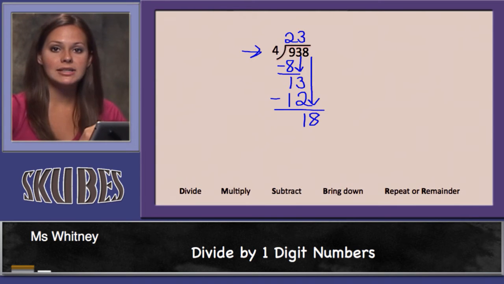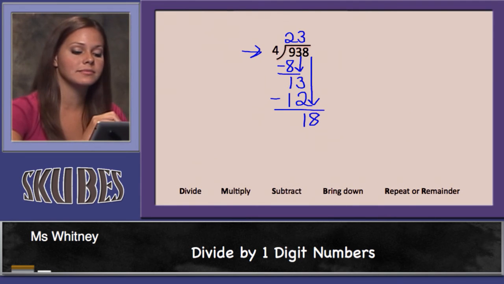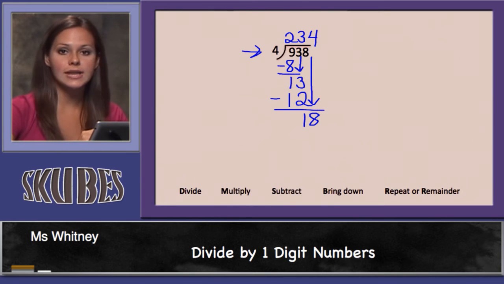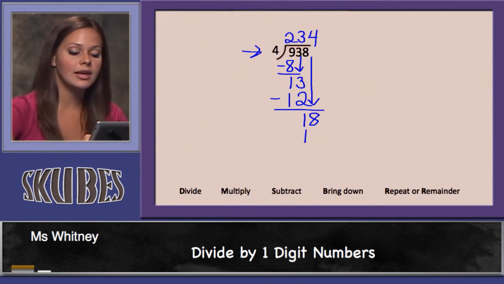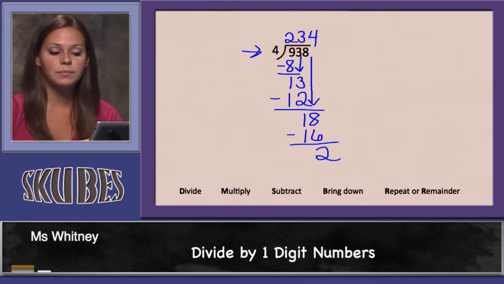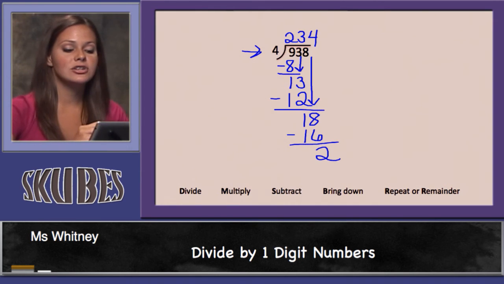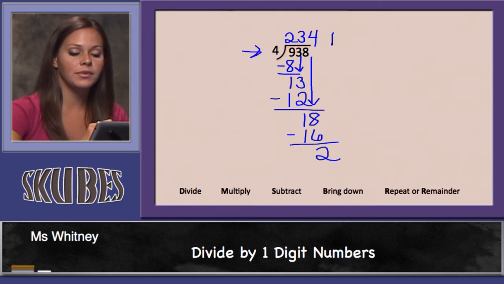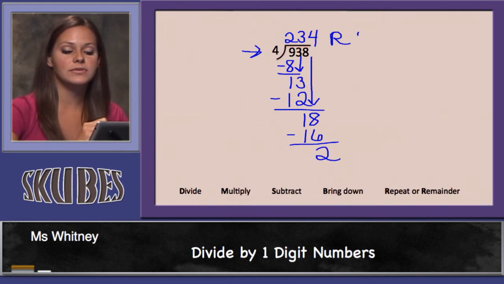18 is greater than my divisor 4, so I need to repeat. 4 goes into 18 how many times? 4 times. 4 times 4 equals 16. And I'll subtract, and my leftover is 2. So my answer is 234 with a remainder of 2.